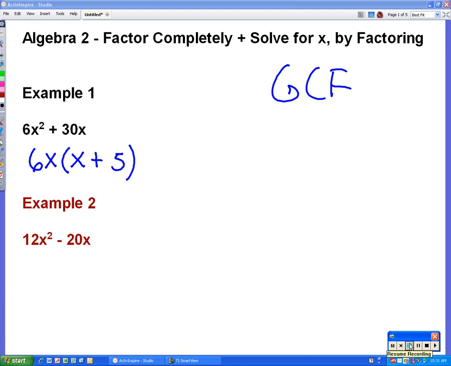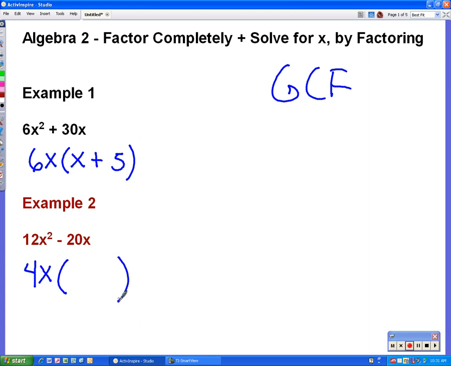All right, looking at example 2, 12x squared minus 20x. Again, we want to look. Do they have a greatest common factor? Yes. Okay. Hopefully you can see that they both have 4 in common, and 4 is the greatest common factor, so we can pull out a 4. And again, we have x squared in the 12x squared and an x with the 20. So again, we can pull out just a single x.